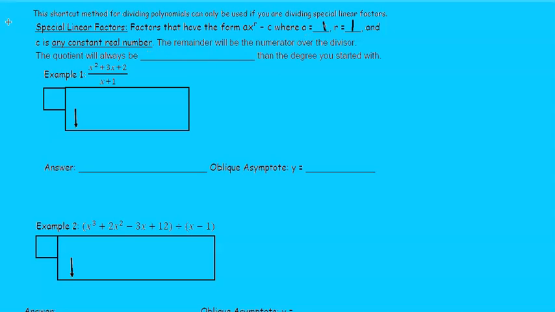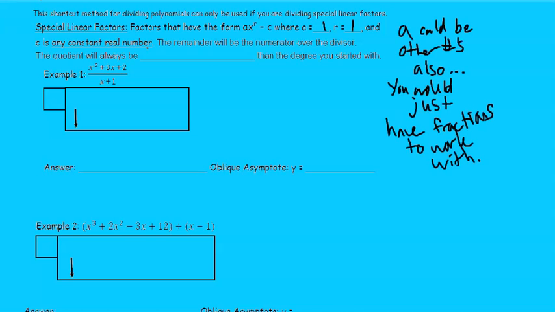Now you could use another number for a. You would just have to have a fraction inside of this box. The remainder will be the numerator over the divisor. The quotient will always be 1 less than the degree you started with.